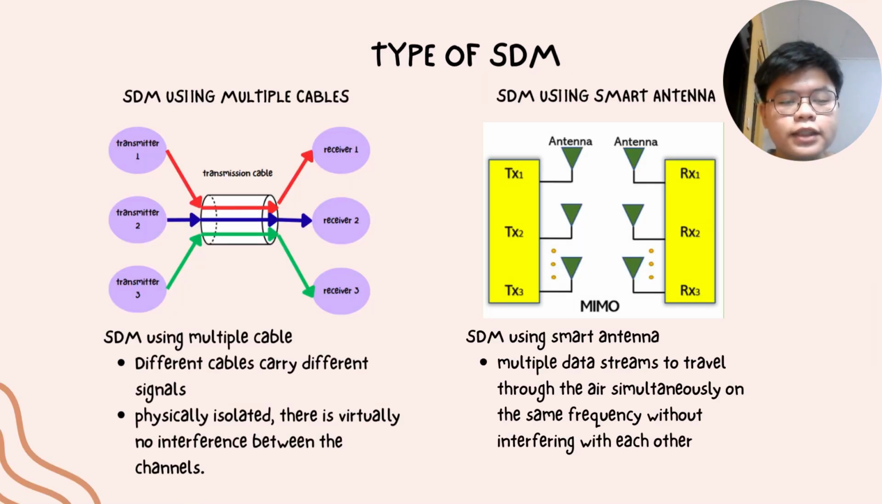There are two types of SDM. First, we have SDM using multiple cables. We simply run separate wires for separate signals.